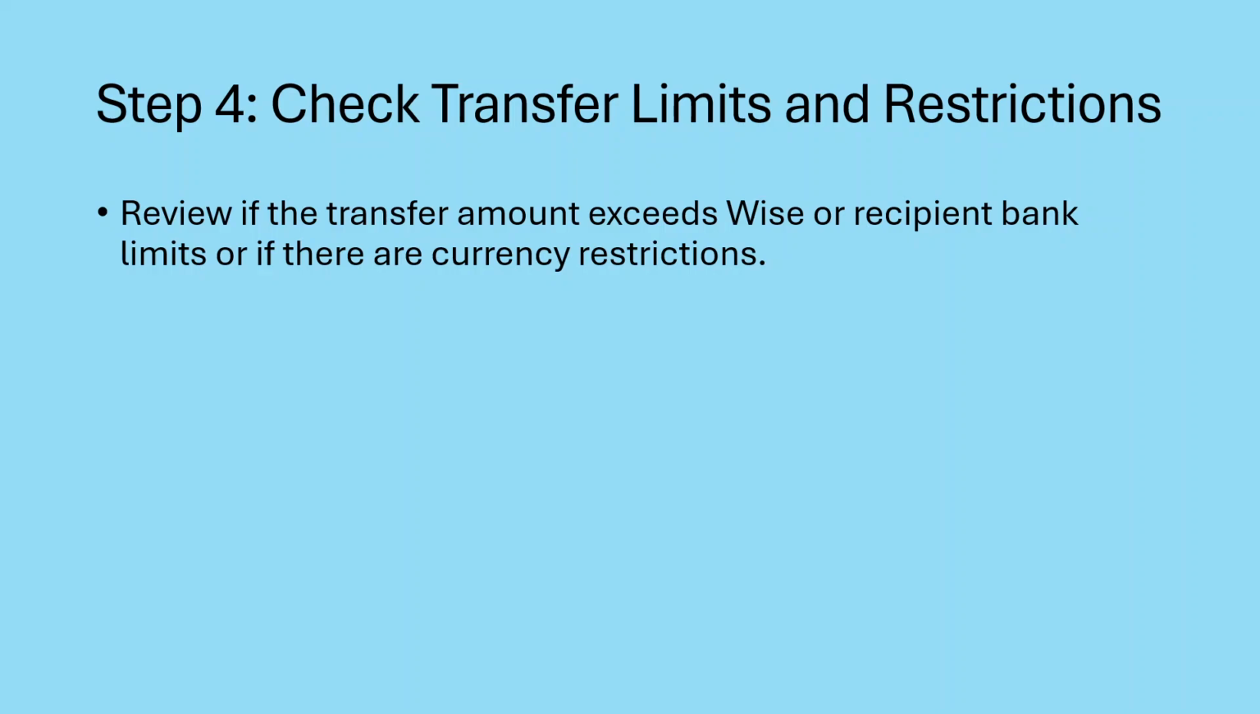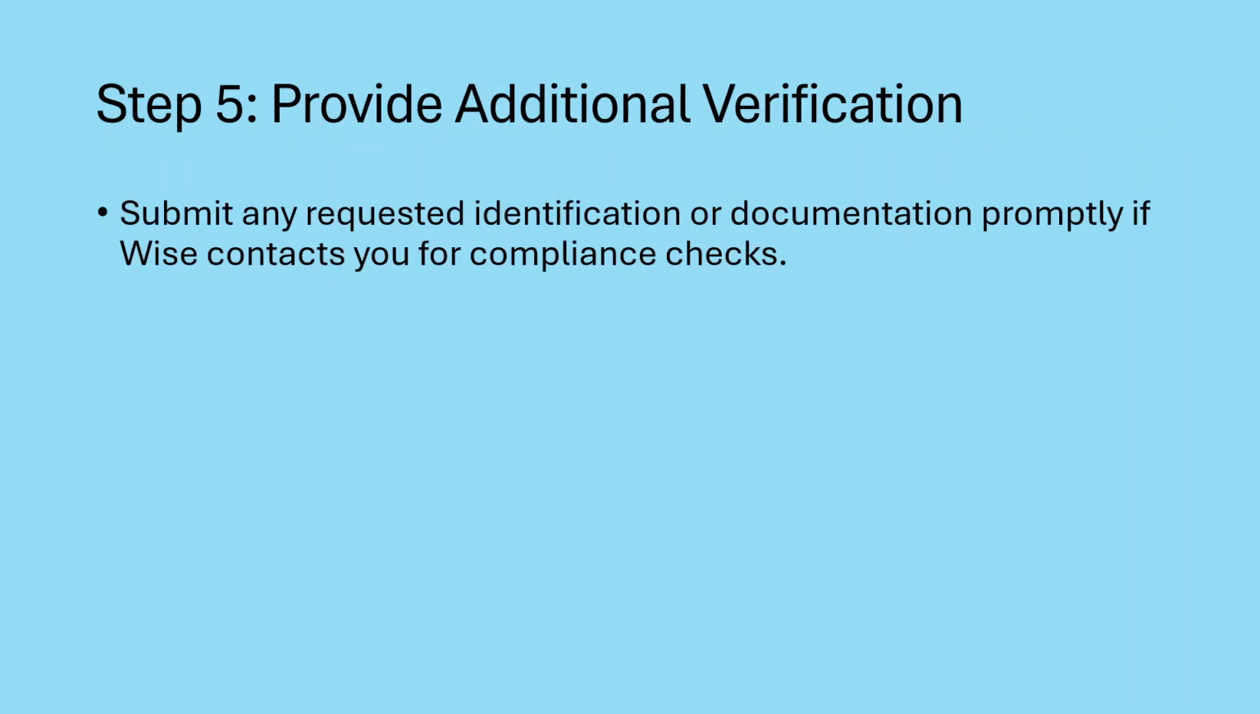Step 4. Check transfer limits and restrictions. Review if the transfer amount exceeds Wise or recipient bank limits or if there are currency restrictions. Step 5. Provide additional verification. Submit any requested identification or documentation promptly if Wise contacts you for compliance checks.